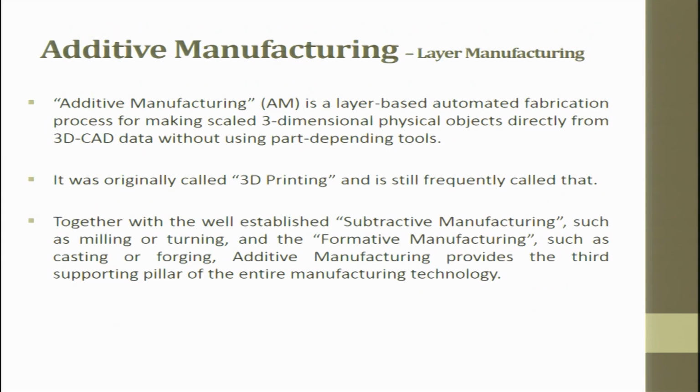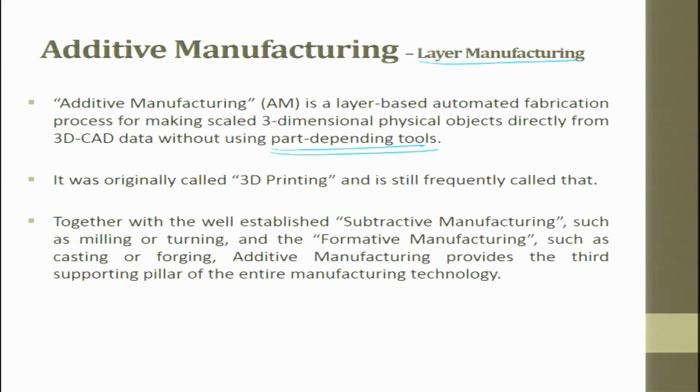The first one is additive manufacturing. We will start with additive manufacturing, which is otherwise called layered manufacturing. Additive manufacturing is a layer-based automated fabrication process for making scaled three-dimensional physical objects directly from 3D CAD data without using part-dependent tools. This is very, very important.